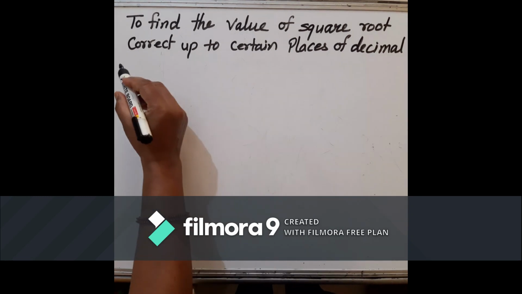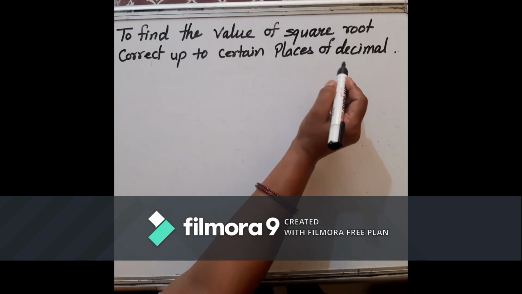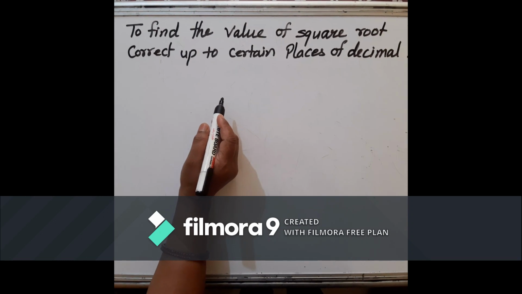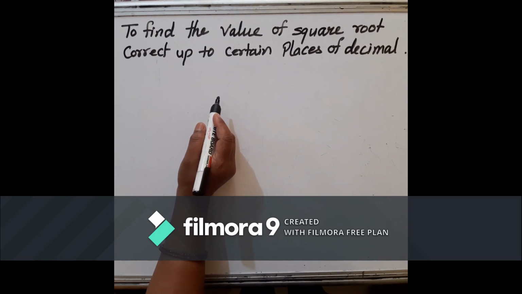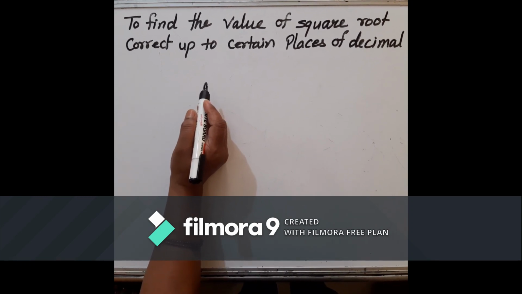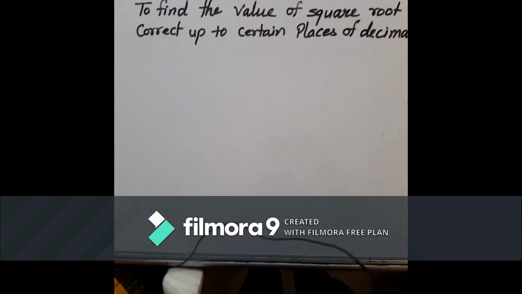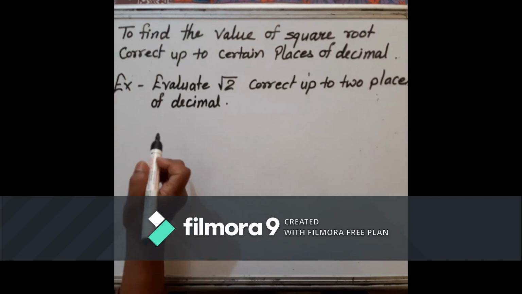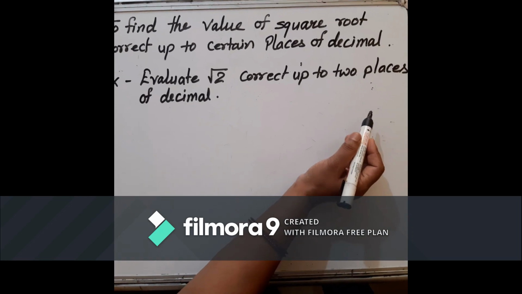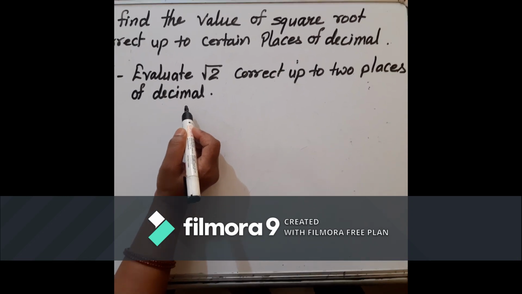Here we explain how to find the value of a square root correct up to a certain number of decimal places. If the square root is required correct up to 2 places of decimal, we shall find it up to 3 places of decimal and then round it off to 2 places of decimal. Just like this example: evaluate the square root of 2 correct up to 2 places of decimal. This means find the square root up to 3 places.